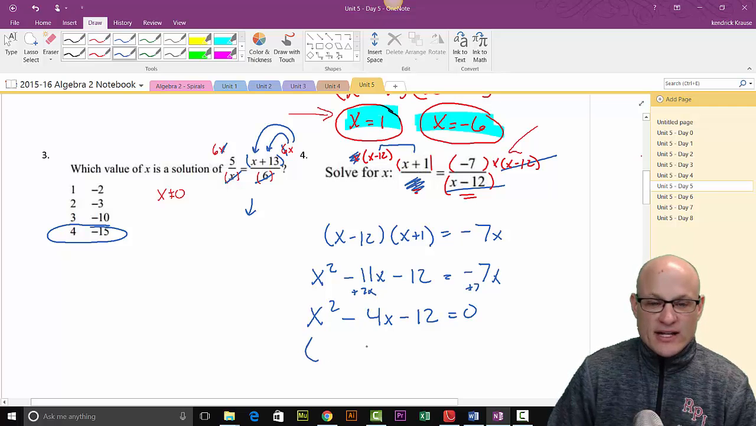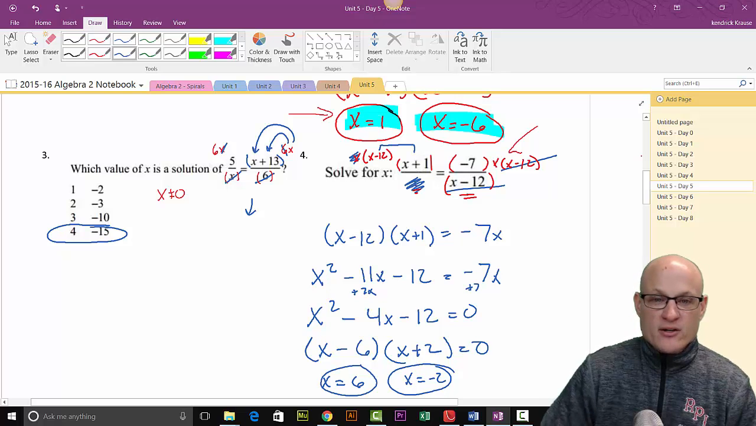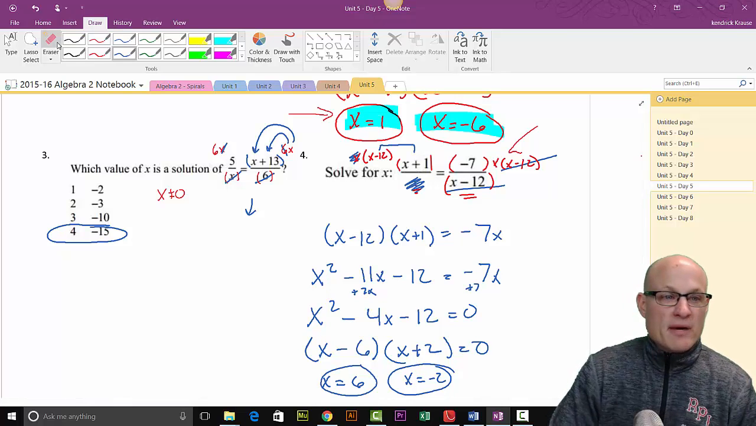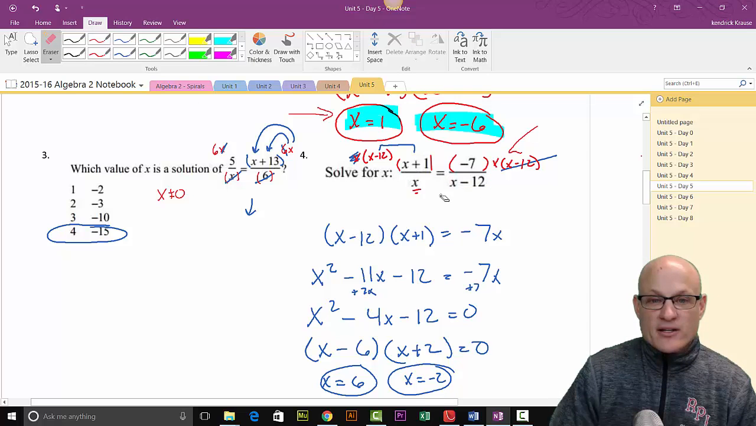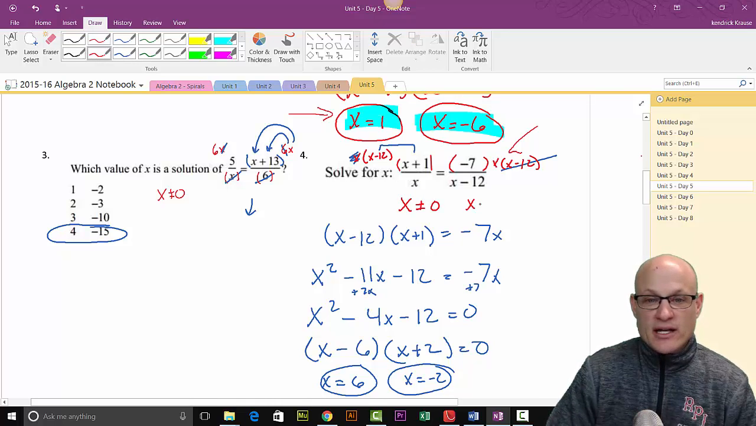All right, factoring's not too difficult here. I get x minus 6, x plus 2. So my two answers are x equals 6 and x equals negative 2. Neither of those would make my denominators undefined. The two numbers that x can't be, or in mathematical terms, the restrictions on the domain, are x cannot equal 0 and x cannot equal positive 12.